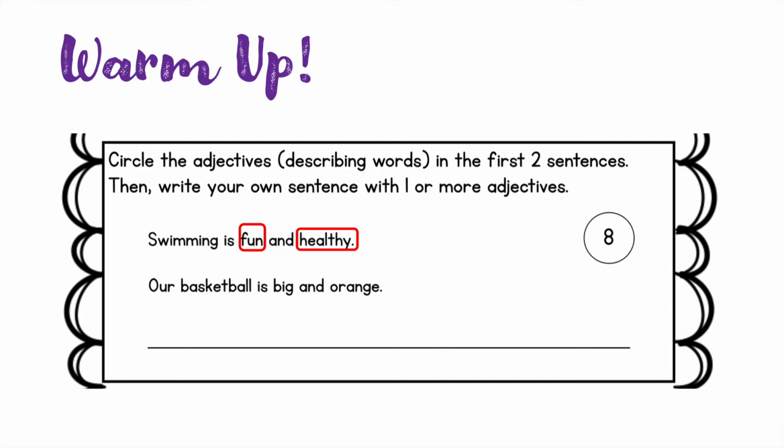Let's read sentence number 2. Our basketball is big and orange. Which words did you circle as the adjectives? Let me read it one more time. Our basketball is big and orange. What is the author describing? The basketball. And he is describing it as big and orange. Therefore, those two words are the adjectives or the describing words. What was your sentence?